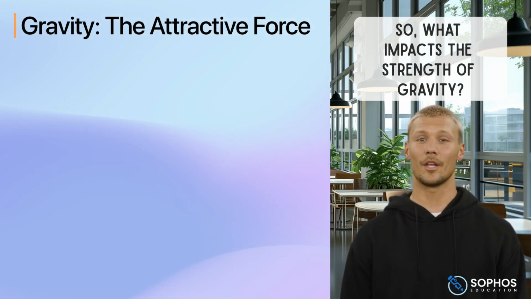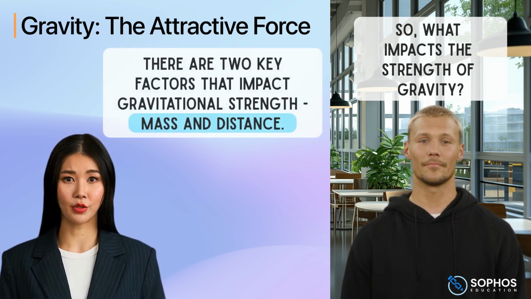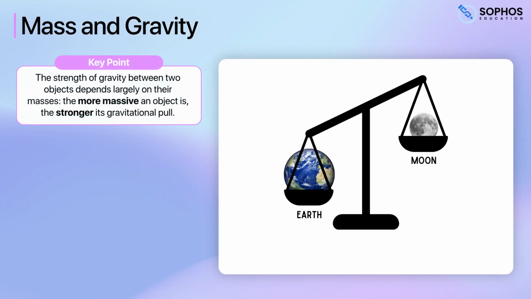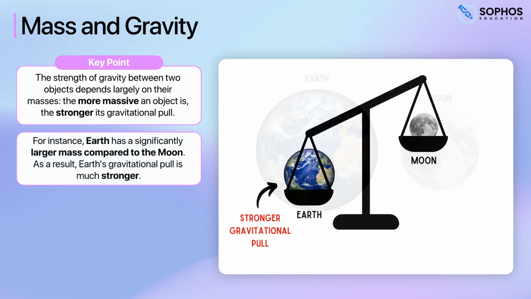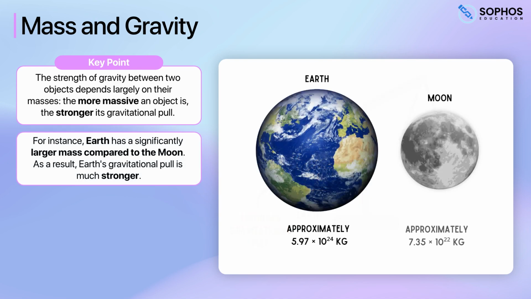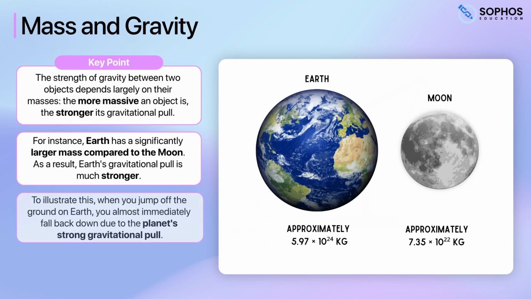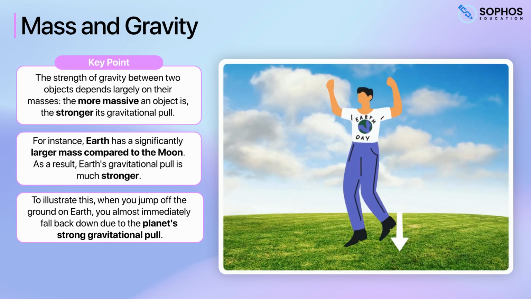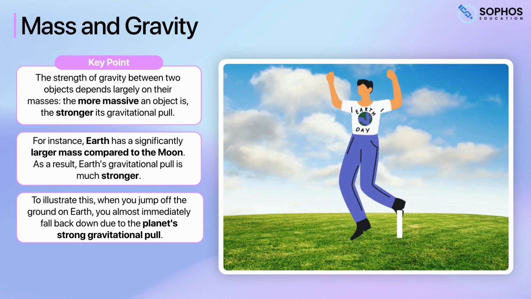So, what impacts the strength of gravity? There are two key factors that impact gravitational strength: mass and distance. The strength of gravity between two objects depends largely on their masses. This means the more massive an object is, the stronger its gravitational pull. For instance, Earth has a significantly larger mass compared to the Moon. As a result, Earth's gravitational pull is much stronger. To illustrate this, when you jump off the ground on Earth, you almost immediately fall back down due to the planet's strong gravitational pull.